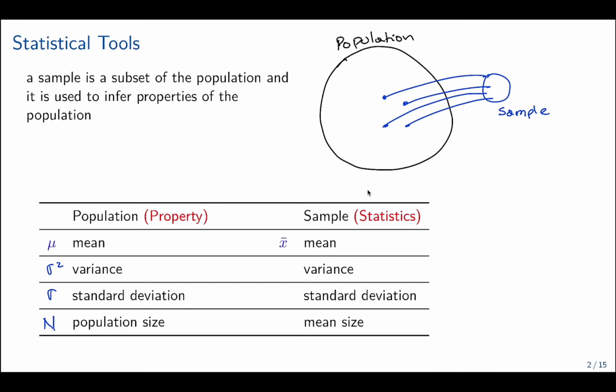Okay, so we have the mean, which is denoted by x bar. We have the variance, which is denoted by s squared. The standard deviation is the square root of the variance, which is s, and the size of the sample is n. So this is the size of the sample.